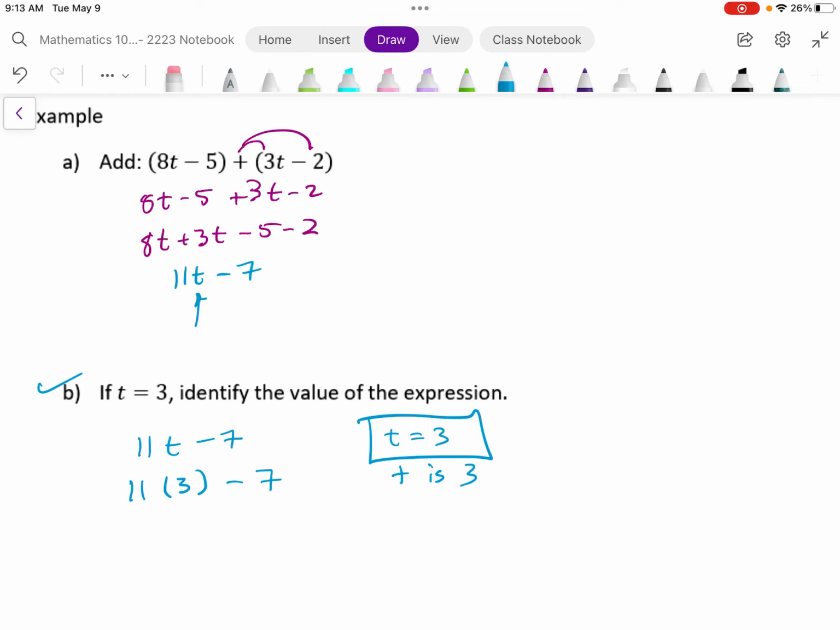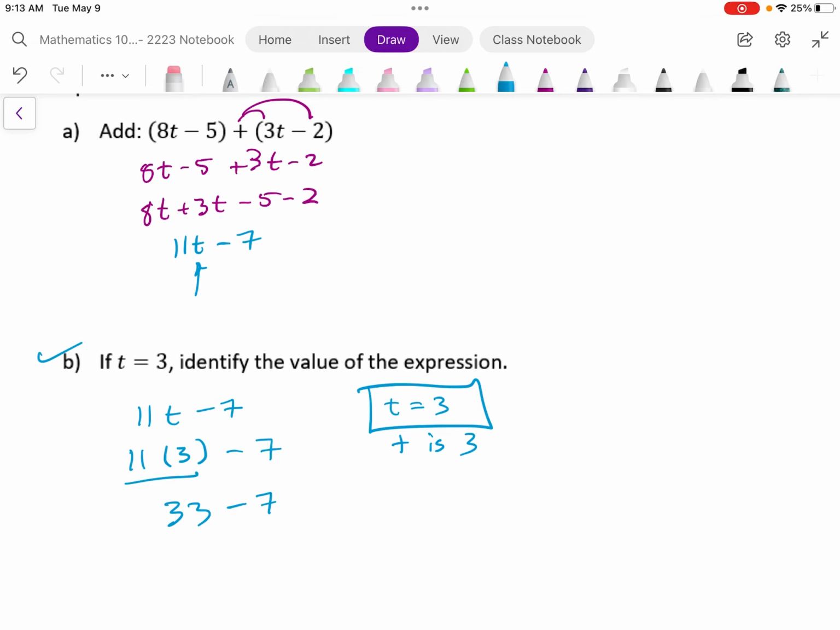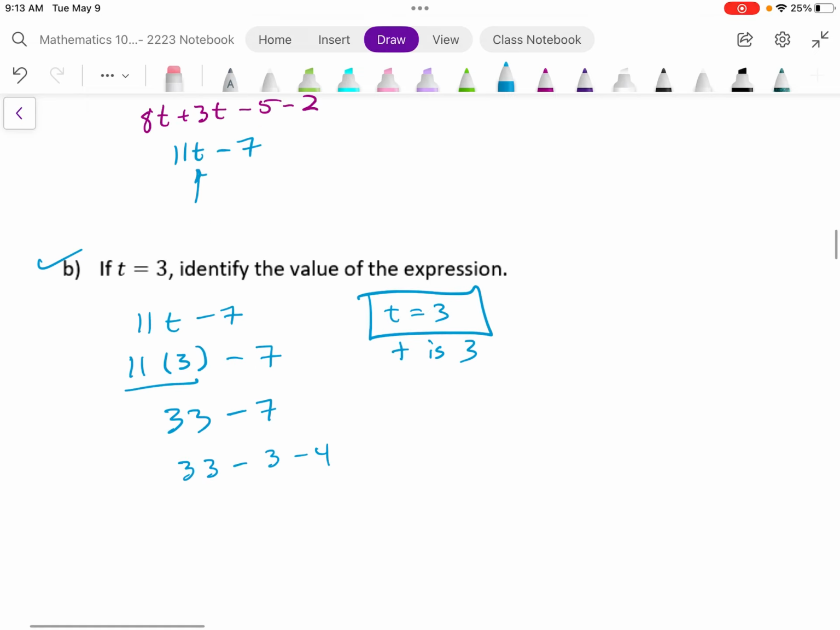So now let me just work on this. It's order of operations now. 11 times 3 is 33. Minus 7. 33 minus 7. Okay, what I'm going to do is think about it like this: 33 minus 3 minus 4. So break up that 7 into a negative 3 and negative 4. So I know that's 30. 30 minus 4 is 26.